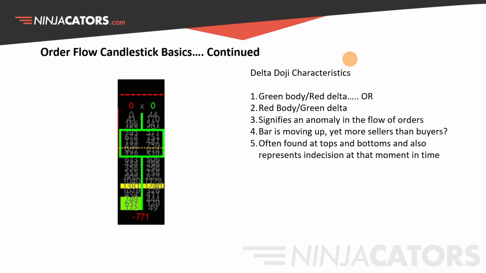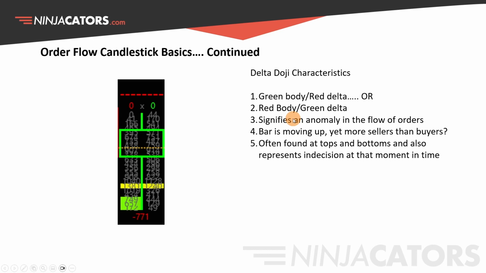Okay, so here's an anomaly that you see through order flow. It can be a little bit of a head scratcher if you don't know what you're looking at. This is called a delta doji, where you have a green positive candle, but yet you have a negative delta at the bottom, which means there's more sellers in this candle than you have buyers, but it's green. Okay, so how does that happen? And the vice versa is true too. You can have the other way around, where it's a red candle with a positive delta.